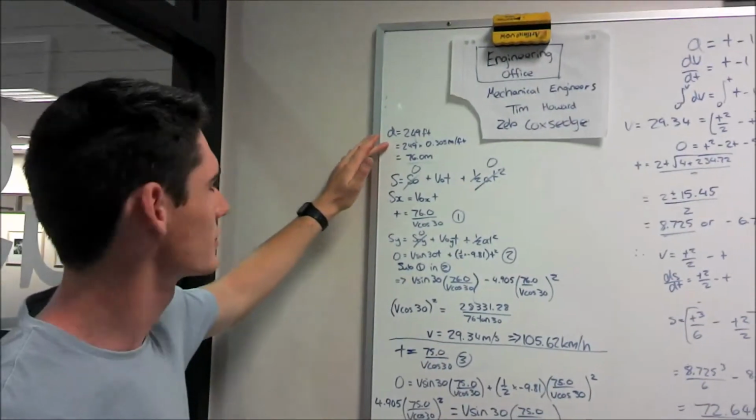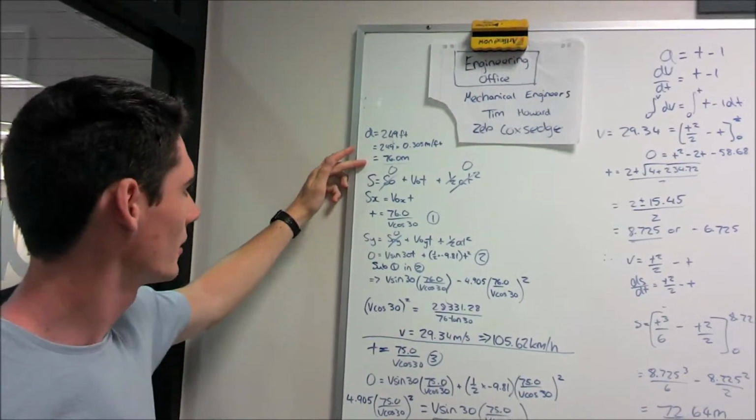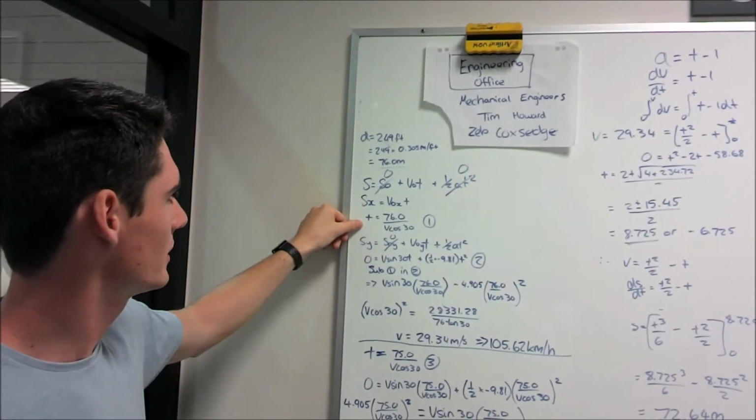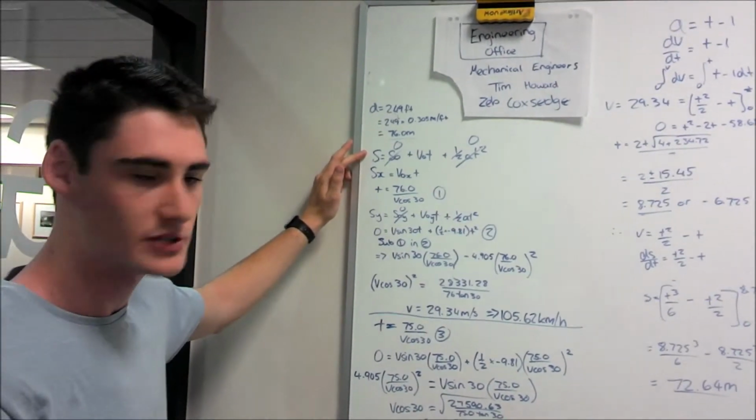249 feet was the distance. We calculate that to be 76 meters in metric, and then we solve that to be in terms of t using this formula here, which is a basic engineering or physics formula.